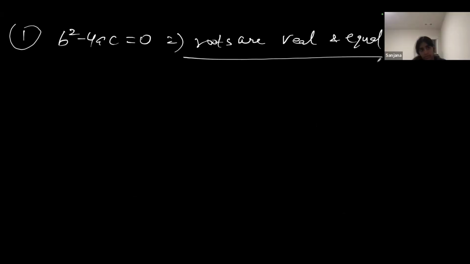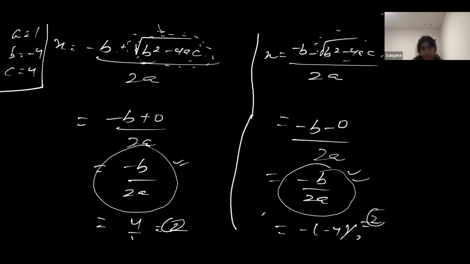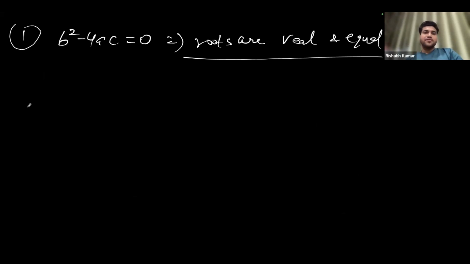Now, did you get this? How do these become equal? Because of the plus and minus terms, this discriminant part, the term under the root, will become 0. So we will be left with only minus b upon 2a. Clear? Okay.